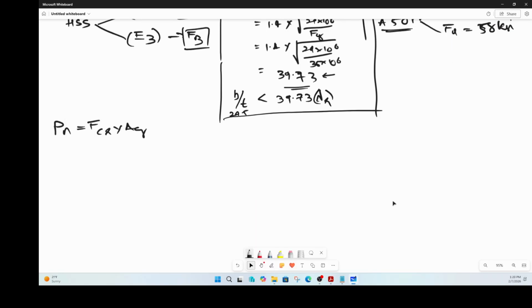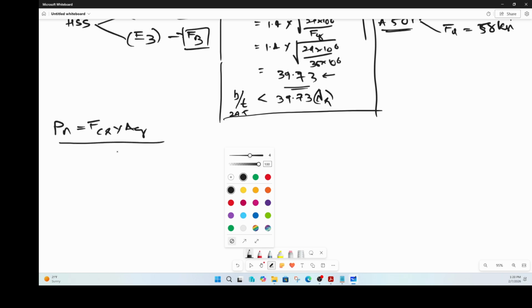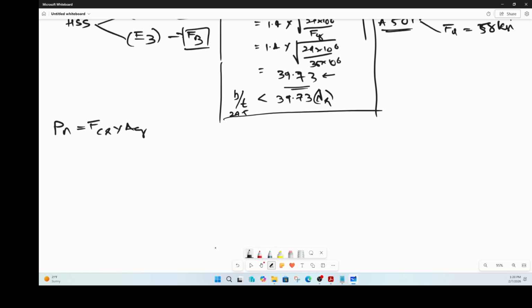Okay. So going back to the problem, we have now seen FCR. FCR times AG is my PN. So I calculate my LC by R. The length of the member is 24 feet times 12, that is 24 times 12 inches, divided by R. The slenderness ratio we noted from the property table amounts to 92.012.